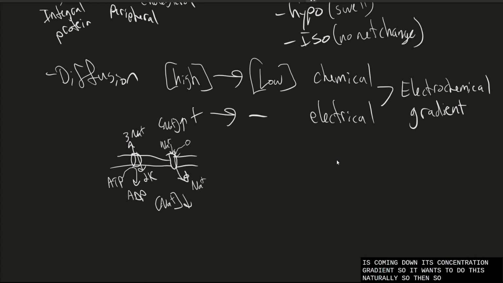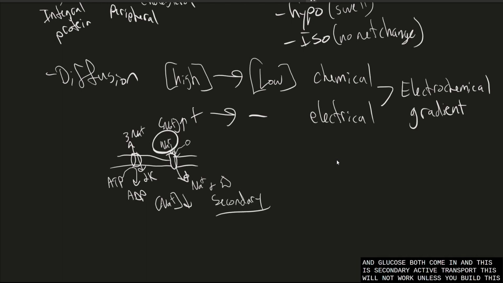So then sodium and glucose, here, I'll just draw it as a circle here. That's a glucose molecule, trust me. So sodium and glucose both come in, and this is secondary active transport. This will not work unless you build this sodium gradient on the outside. So this is all about transporting a solute using the concentration or electrical gradient that's already established.